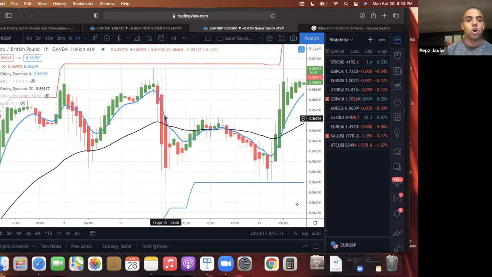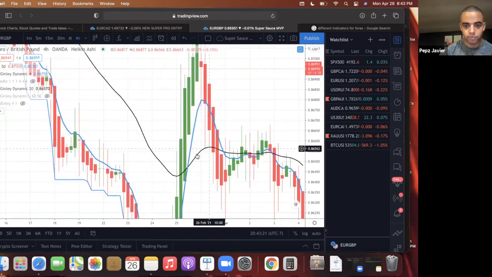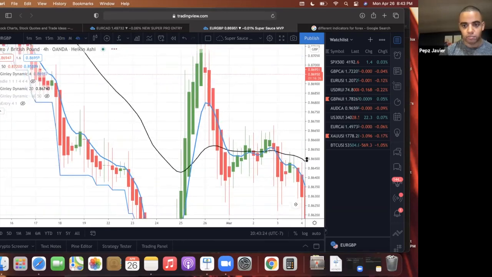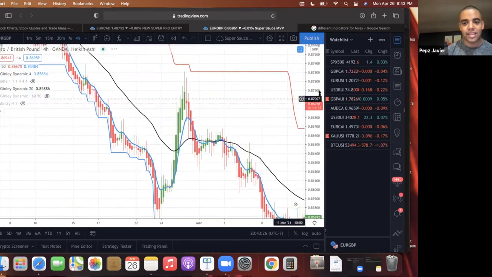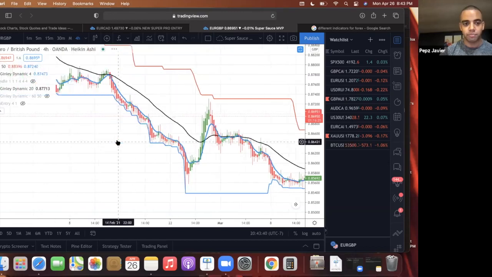Like over here, or on the 1 hour, or even on a larger time frame, like over here, that means that the trend of the market overall is going down. So once price is below the McGinley 20, which is shown by this black line on my screen, that means that we're officially in a downtrend.